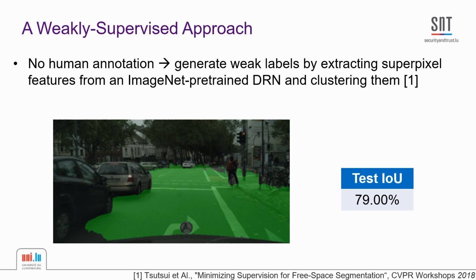For this reason, we use a weakly supervised approach, which does not require any ground truth annotation. Following Tsutsui et al., we generate weak free space labels by extracting superpixel features from a dilated ResNet that was pre-trained on ImageNet. We then cluster these features using k-means in order to obtain approximate weak labels. The predictions obtained using this technique are a good baseline, since they reach a test IOU of 79%.